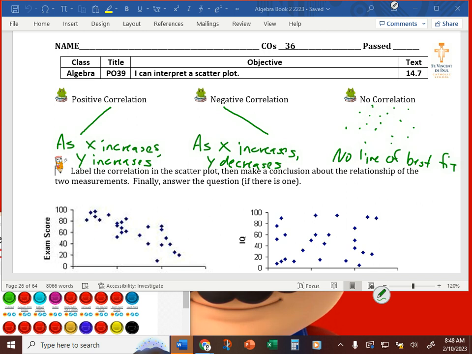Sometimes people look for relationships between data that just don't exist. And if you have a scatter plot such as that, there's no relationship there. One variable does not affect the other at all. Can I get a little bit of ketchup here? No line of best fit.